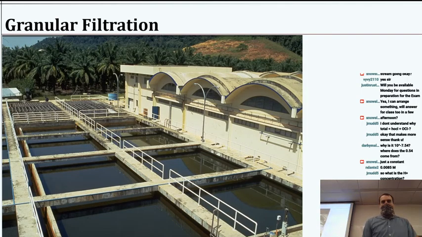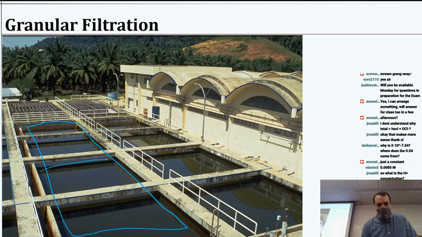Another picture of these filtration beds in practice. So each of these squares, or actually it looks like they go this whole length, I think. So each of these beds here are filtration beds. Kind of hard to tell. They might be divided actually at each one of those.